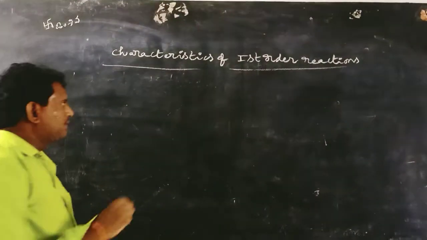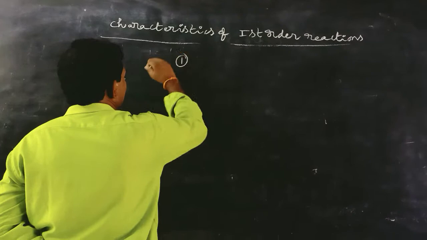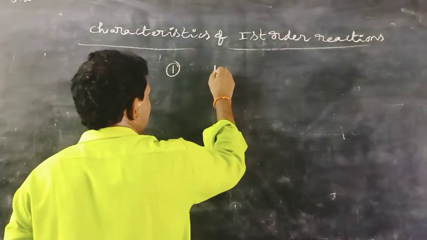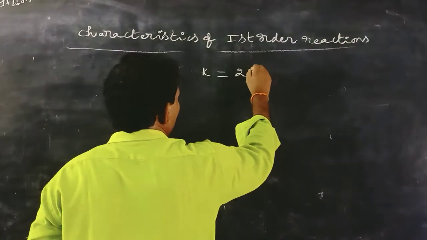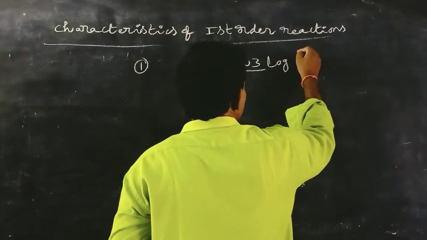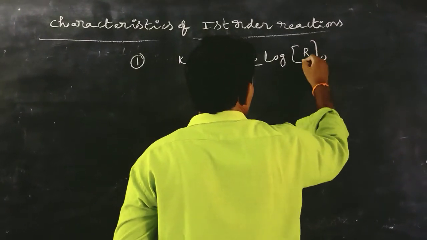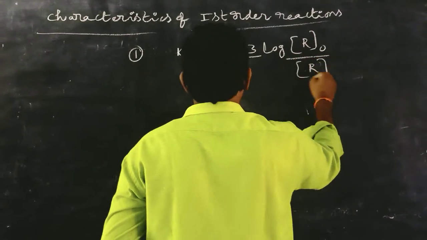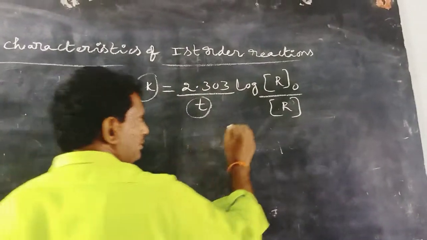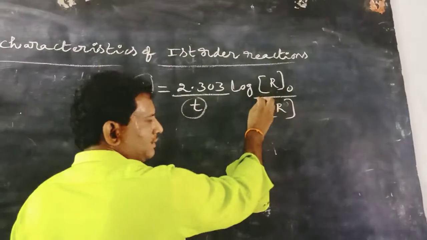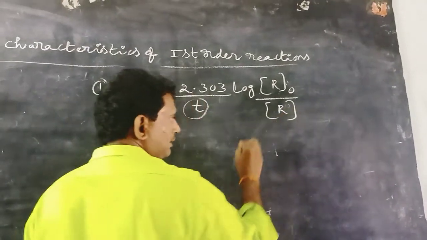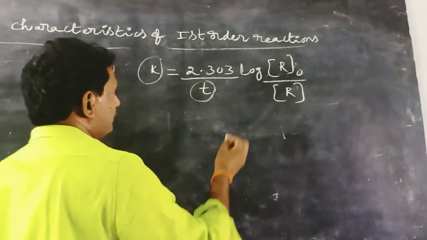Characteristics of first order reactions. We know that the rate constant equation for a first order reaction is written as k = (2.303/t) log [R]₀/[R]. In this equation, k represents the rate constant, t represents the time in seconds, [R]₀ represents the initial concentration of the reactant, and [R] represents the concentration of the reactant after time t.